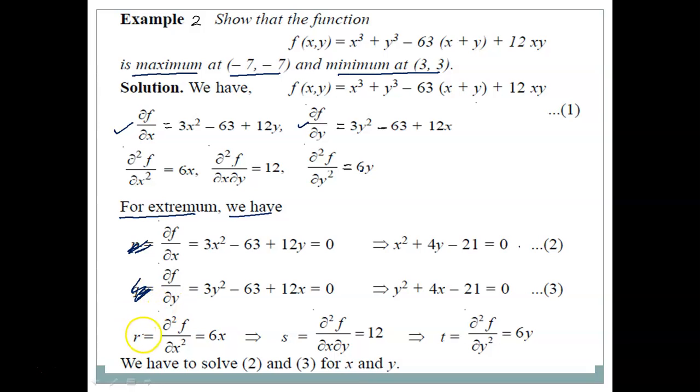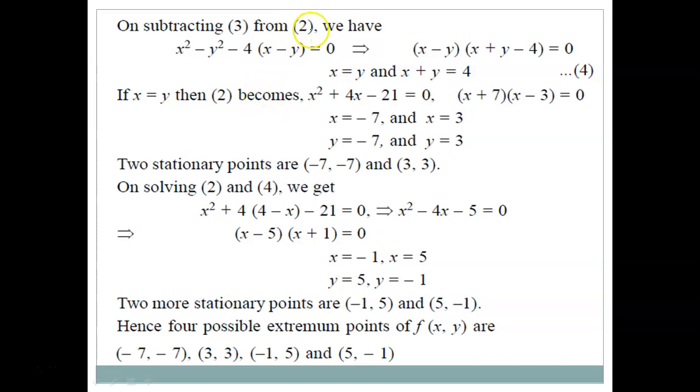Then we have r equal to del square f over del x square, which is 6x, and s is 12, and this t is 6y. Now by solving equations 2 and 3, we shall find the points of maxima and minima. So on subtracting 3 from 2, we get this equation. Further simplification gives you x minus y into x plus y plus 4. So from this equation, we can have either this part is 0 or this part is 0.